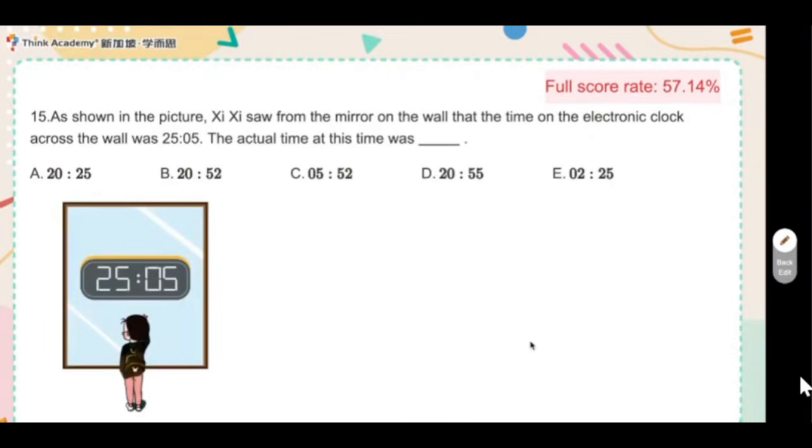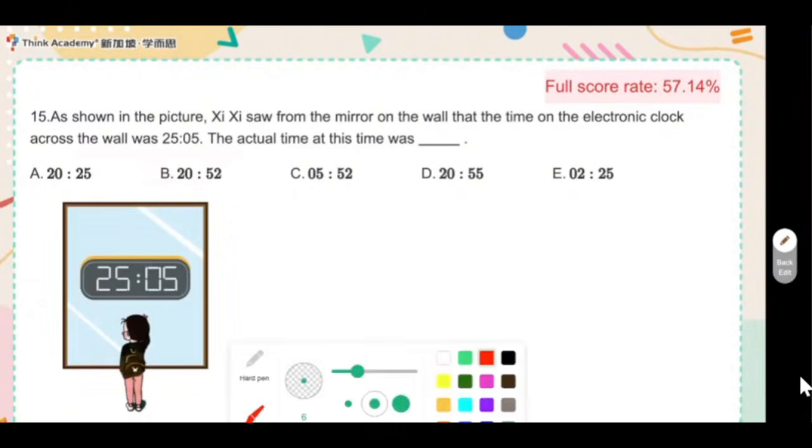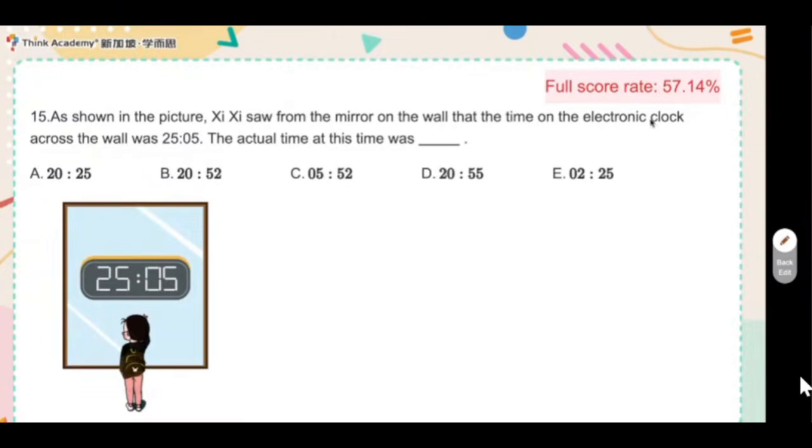Then everyone, let's move on to question 15. As shown in the picture, Xixi saw from the mirror on the wall that the time on the electronic clock across the wall was 25:05. It's just about symmetry, right? So firstly, we draw the line of symmetry and then draw it out, starting from the part closest to the mirror. Let's draw it together. What is the number here? Let's draw it together.